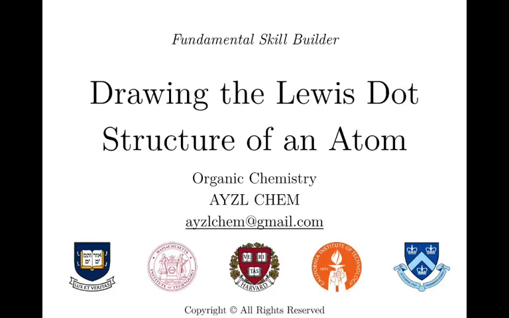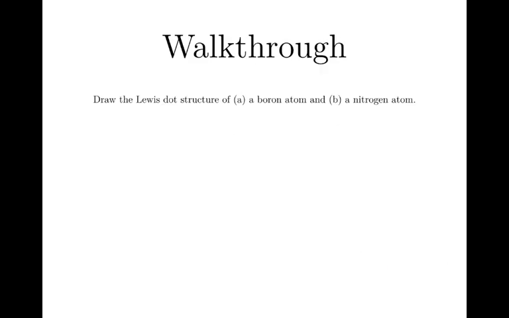Hi everyone. In today's Fundamental Skill Builder series on the subject of organic chemistry, I'll be teaching you drawing the Lewis dot structure of an atom. And to walk this through, let's take a look at an example. Draw the Lewis dot structure of A, a boron atom, and B, a nitrogen atom.